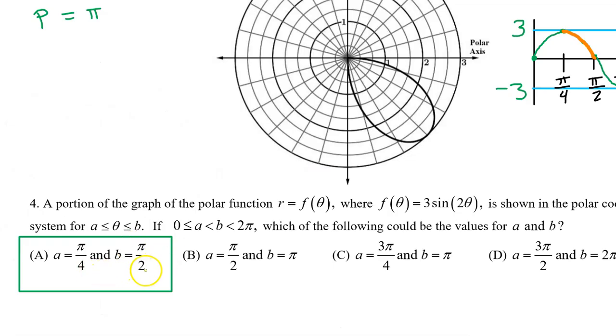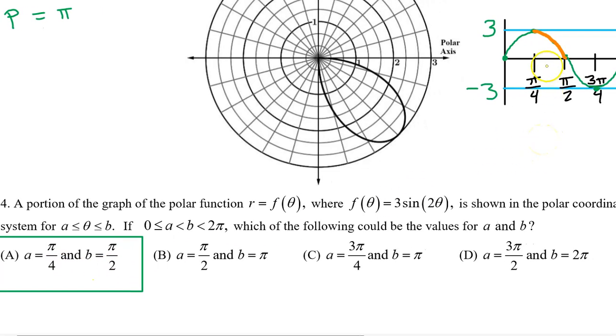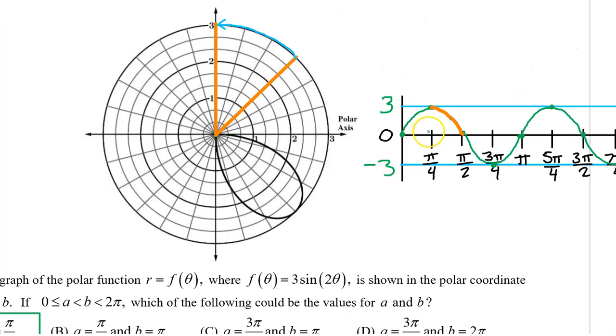Option A represents the interval from pi over 4 to pi over 2. On the rectangular graph, that's going to be from here to here. Notice that on the interval from pi over 4 to pi over 2, the r values are all positive, so we don't have to worry about moving in the opposite direction and ending up in the opposite quadrant.